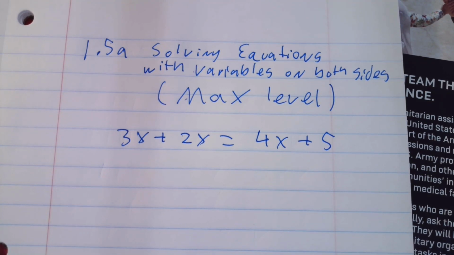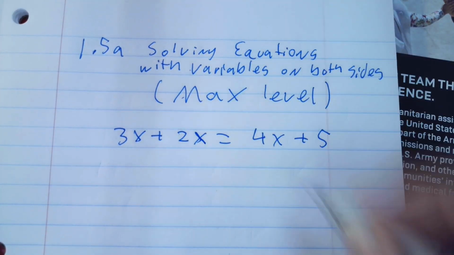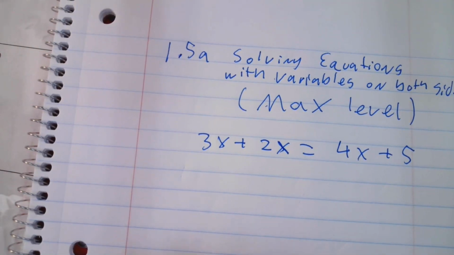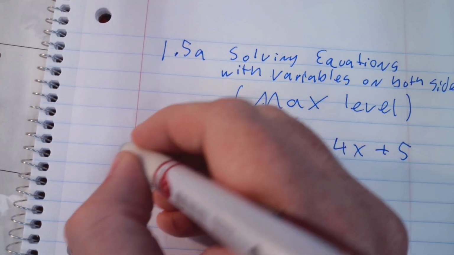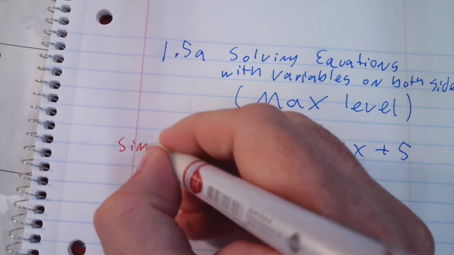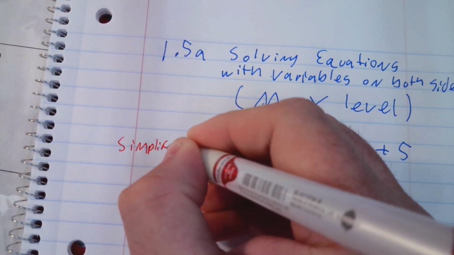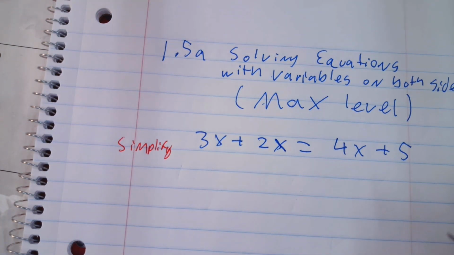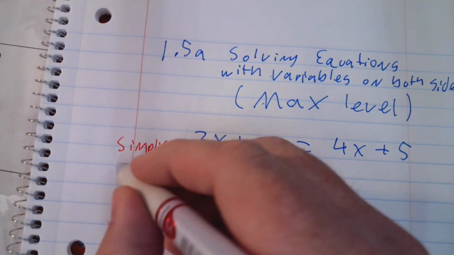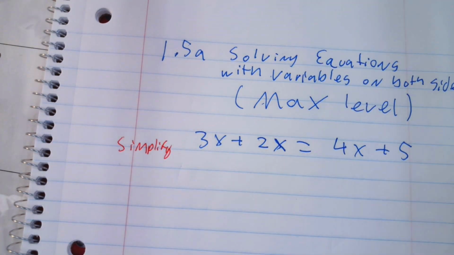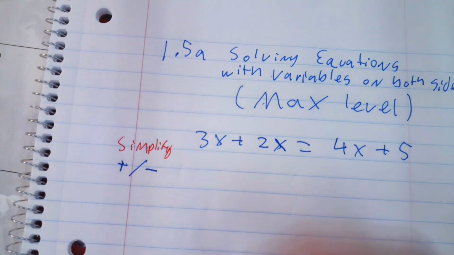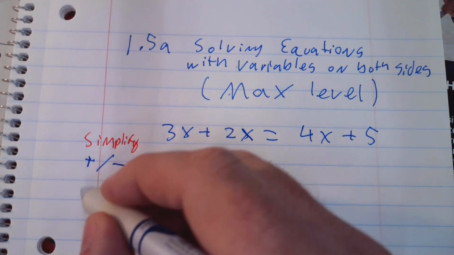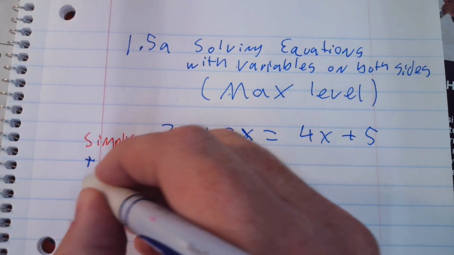So what makes this difficult is we have a lot of variables, okay? And so we're going to do the same thing. We're not adding an extra step. So we're still going to simplify. Okay, we're still going to simplify. And then we're still going to do the add, subtract step. But I'm going to be a little more clear in the add, subtract step.